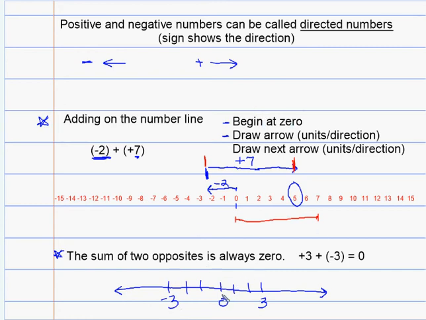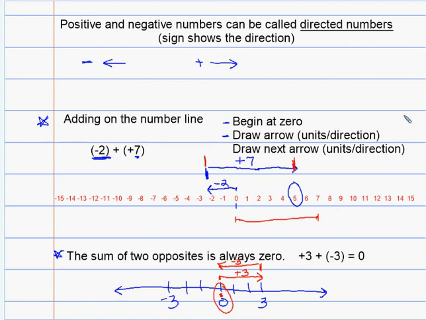I'm going to begin at 0. So I'm going to start here. I'm going to go to the positive 3. So I'm going to start here at 0 and go in a positive direction, to the right, a length of 3. That was 3 units, so that was plus 3. And then I'm going to add a negative 3. So from where my arrow was, I need to go in a negative direction, to the left 3 units. That's the minus 3, which ends up back at 0. So that's how you can show that when you add two opposites, their sum will always be 0.